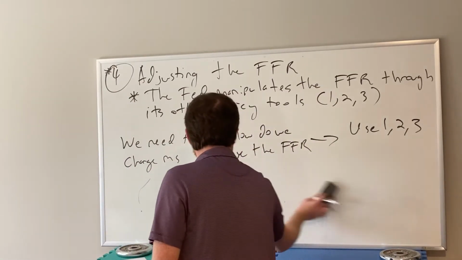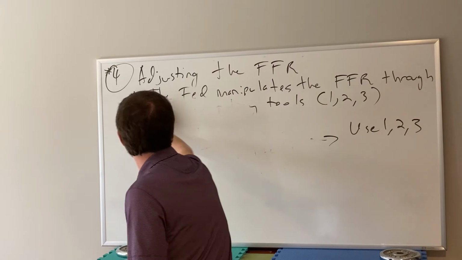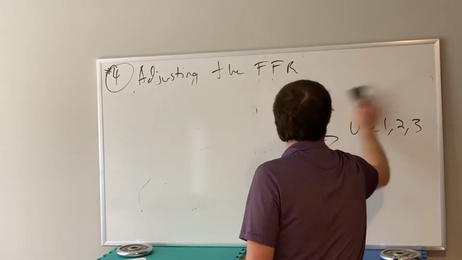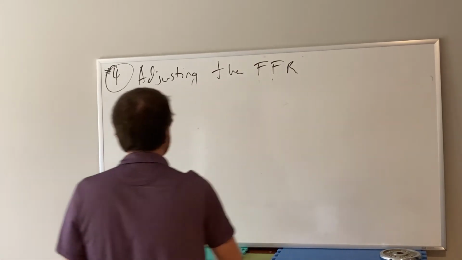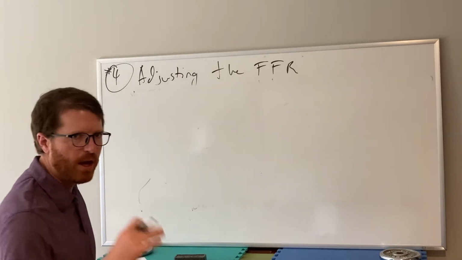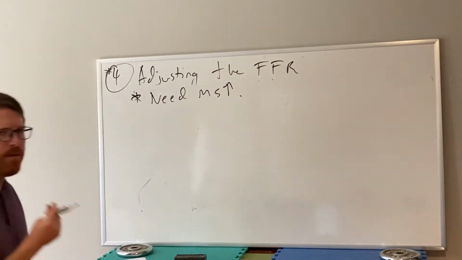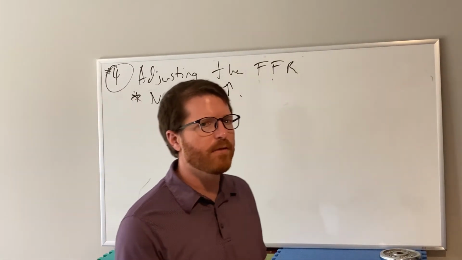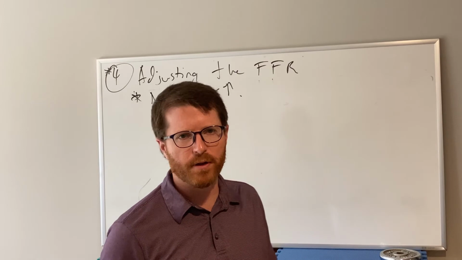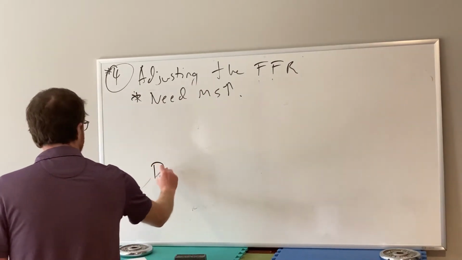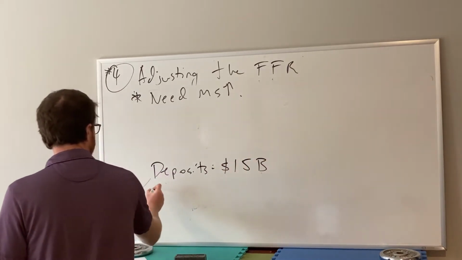Let's think about a specific example. This is always the one that takes the most time to discuss because there's a lot of moving parts. So with adjusting the federal funds rate, here's the situation we might be in. We need the money supply to go up. That means we need the federal funds rate to do what? We need the federal funds rate to be lower. That's what the Federal Reserve is going to think about. So it's going to go out there and it's going to think about the banks that are out there, and banks maybe in a situation like this.